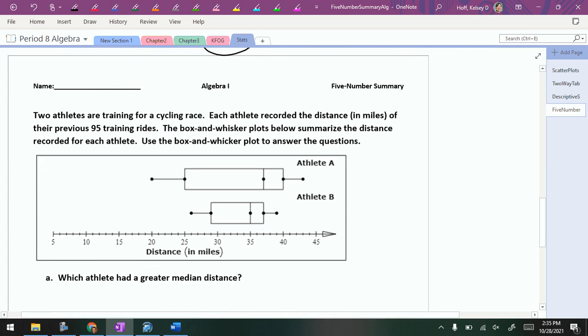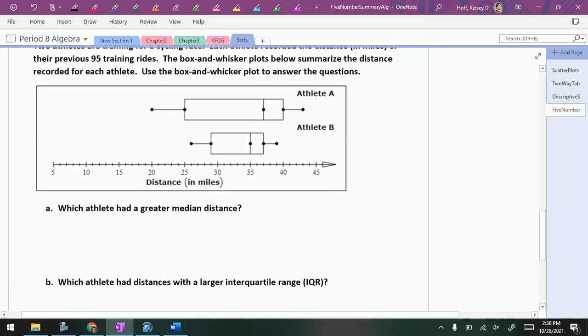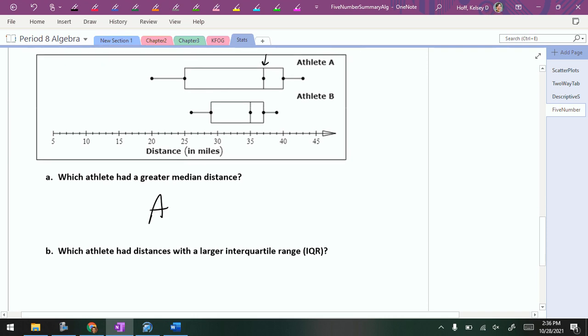On the back, let's just analyze them. 2 athletes are training for a cycling race. Each athlete recorded the distance in miles of their previous 95 training rides. The box and whisker plots below summarize the distance recorded for each athlete. Use the box and whisker plot to answer the question. Which athlete had a greater median distance? Athlete A. Median is the line in the middle of the big rectangle.